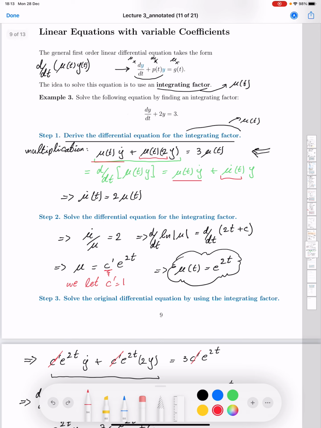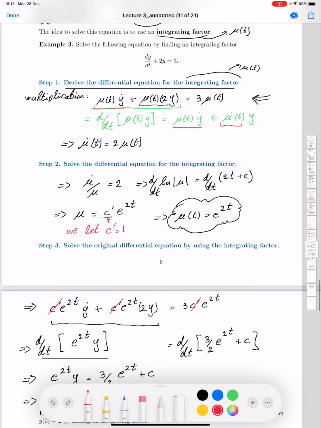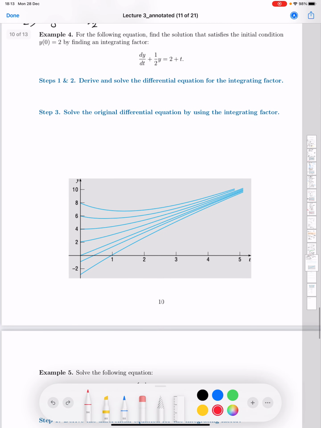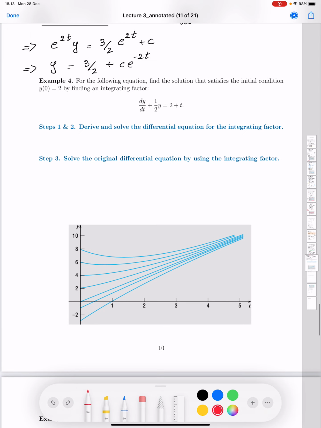So far what we solved was very simple, because both 2 and 3 were constants. Now I want to continue with another example where this time it becomes a little bit more complicated, because the g of t here has an extra term, a time-dependent variable t. Okay, so let's proceed to example 4. For the following equation, find the solution that satisfies the initial condition y(0) equal to 2 by finding an integrating factor. So again, we follow the 3 steps.